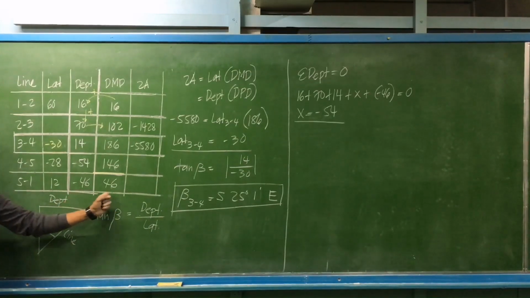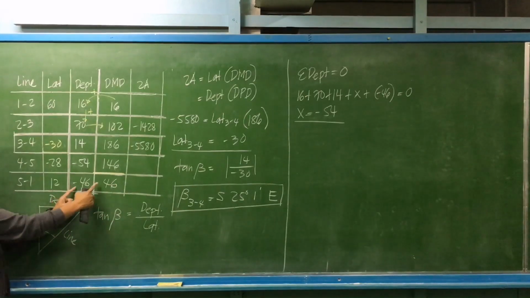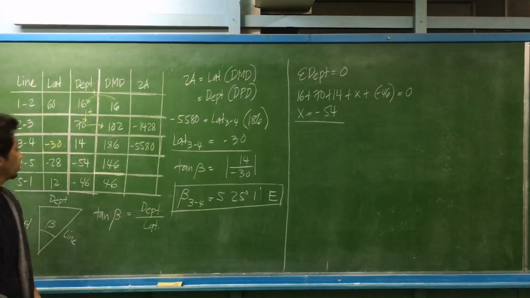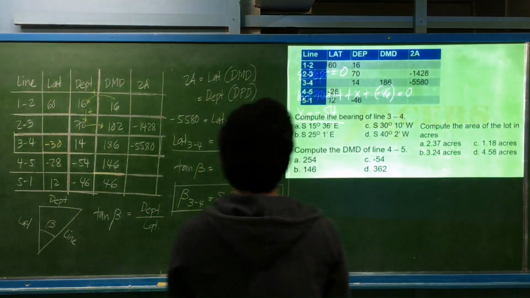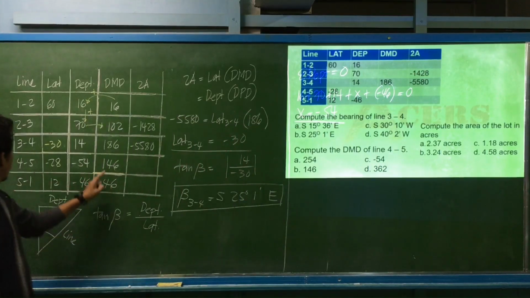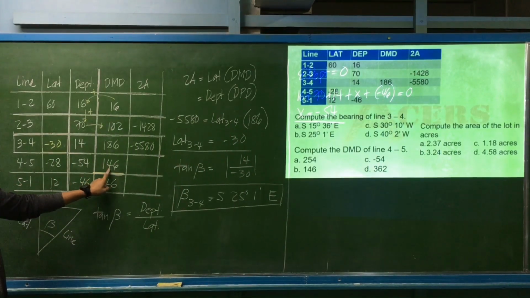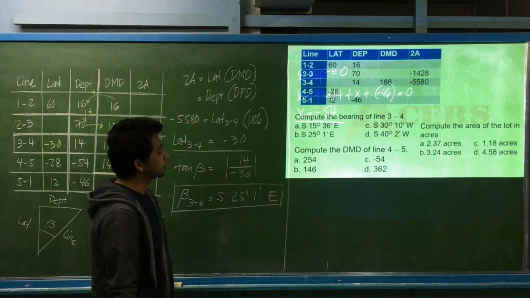The last departure is equal to the last DMD. They are numerically equal but opposite in sign. So therefore, what is the answer? We are computing for the DMD of 4-5. The DMD of 4-5 is 146. The correct answer is letter B.